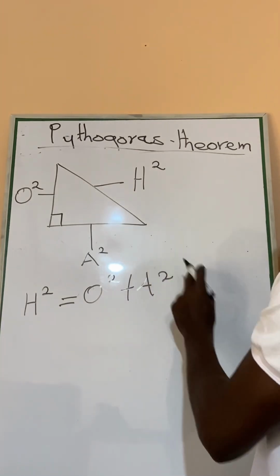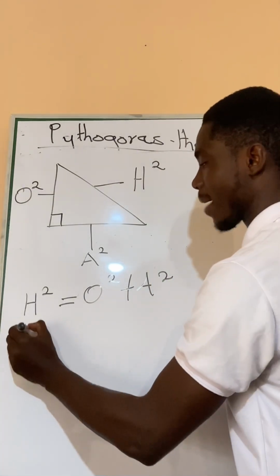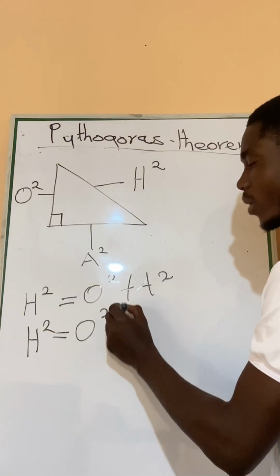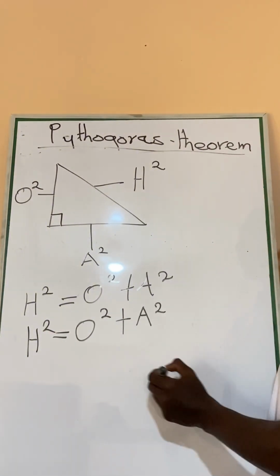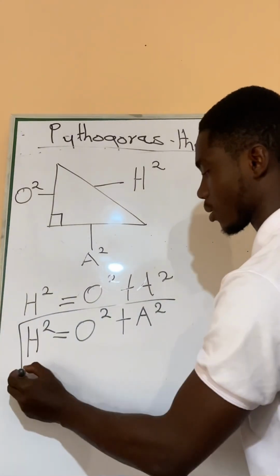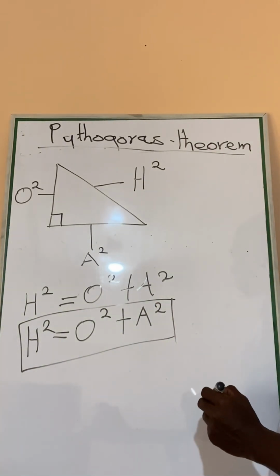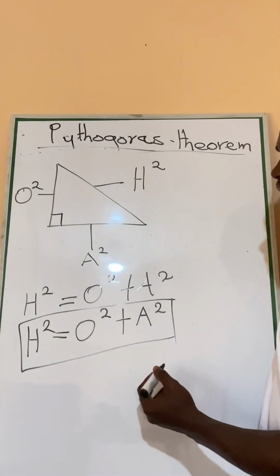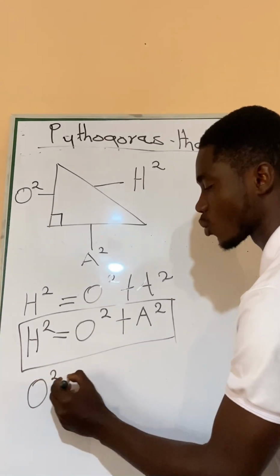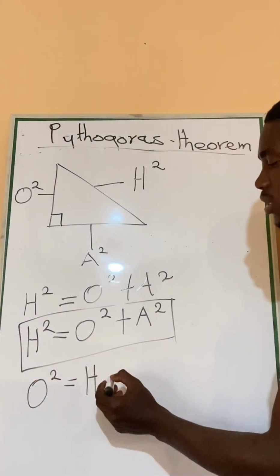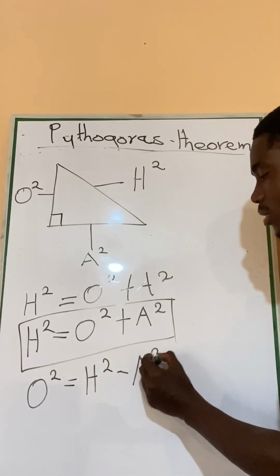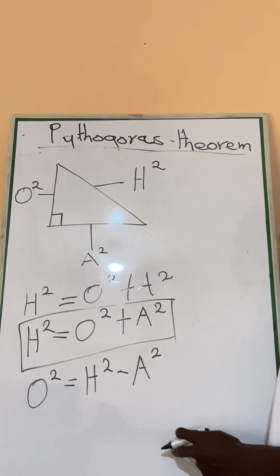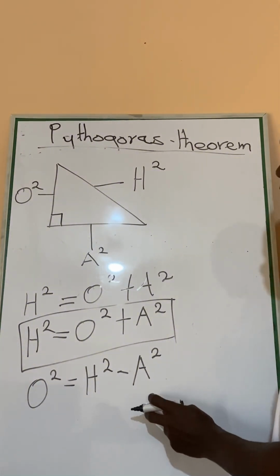So always the Pythagoras theorem is given as: the hypotenuse squared is equal to opposite squared plus adjacent squared. This is our actual theorem, what we'll be working with. And then you can change the subject, so that opposite squared would give us hypotenuse squared minus adjacent squared. And the same thing for adjacent, where adjacent squared would be equal to hypotenuse squared minus opposite squared.